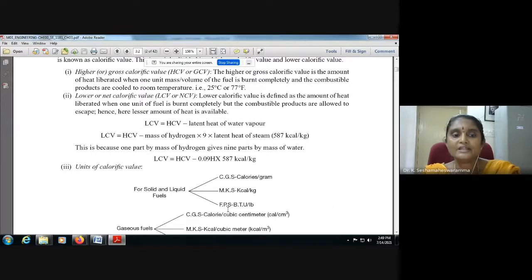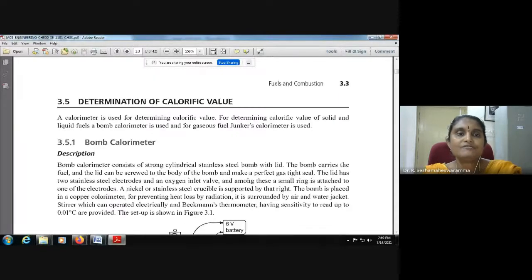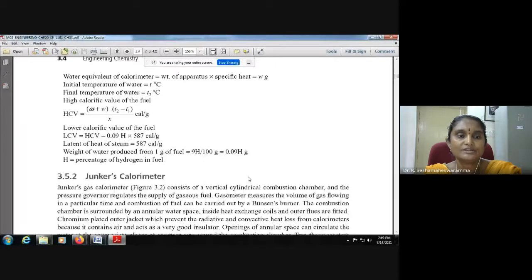So the units for calorific value for gaseous fuels are kilocalorie per meter cube, and for solids kilocalorie per kg. So, determination of calorific value by Jenkins gas calorimeter.